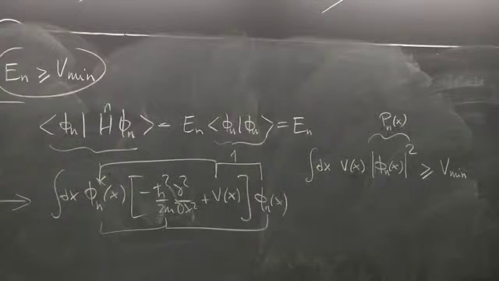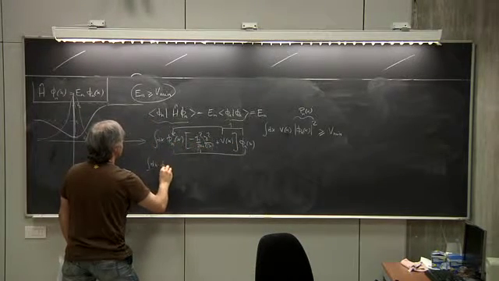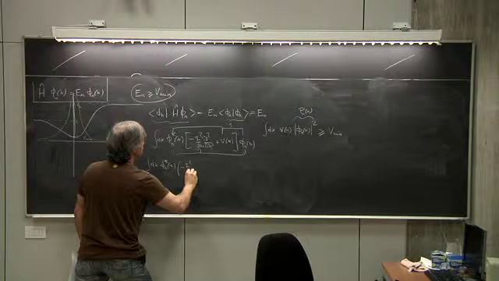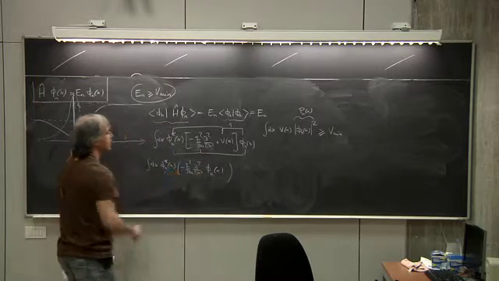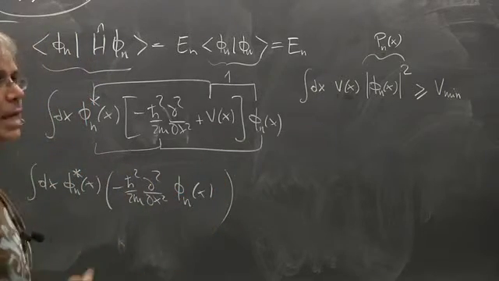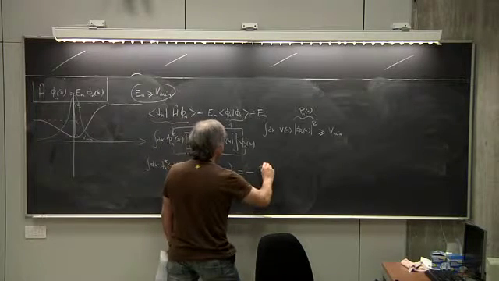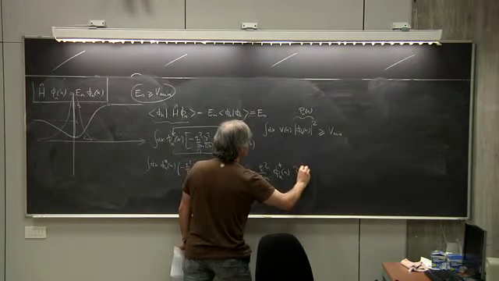Okay, let's prove it. So the kinetic energy of the state is the integral of phi n star times minus h bar squared over 2m second derivative of phi n of x. Now, let us do an integration by parts. The minus and the i's always end up disappearing with this integration by parts. I have a second derivative, and therefore I know the integral is the first derivative. So this thing here is minus h bar squared over 2m, phi n star times the first derivative.